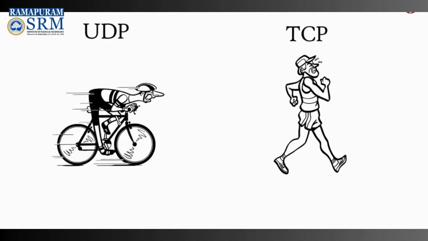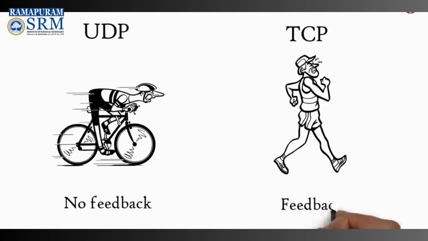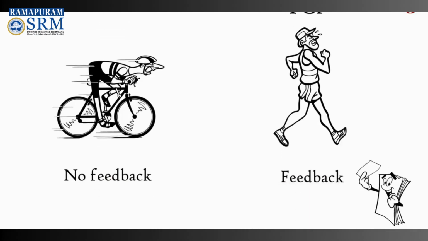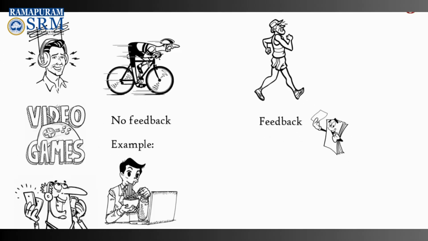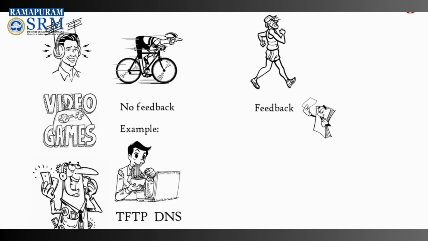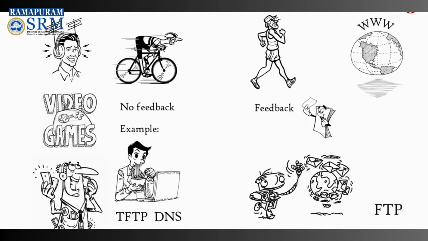UDP is faster than TCP because it does not provide any feedback whether data was really delivered, whereas TCP provides a feedback. Therefore, lost data can be retransmitted in TCP. UDP is used where it does not matter whether we have received all data. For example, online streaming movies, songs, games, voice over IP, TFTP, DNS, etc. On the other hand, TCP is used where full data delivery is must. For example, World Wide Web, email, FTP, etc.